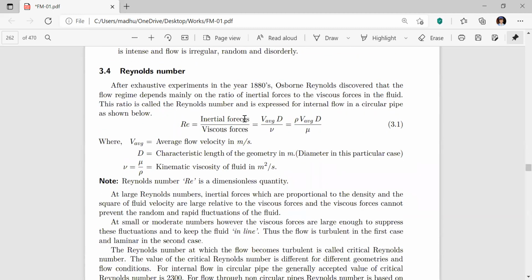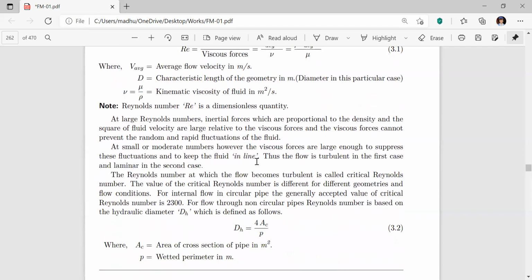Now we will study what Reynolds number is. Reynolds number is nothing but rho V d by mu, that is the ratio of inertia force to viscous force, where V is the average velocity in meter per second, D is a characteristic length of the geometry in meter, and nu is equal to mu by rho, the kinematic viscosity of the fluid in meter square per second.